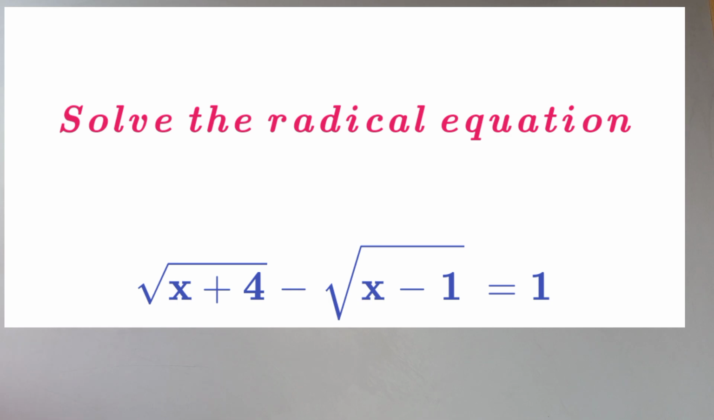Here we are given the radical equation root x plus 4 minus root x minus 1 equals 1 to solve for the solution set, to find the solution set. We have to be careful.